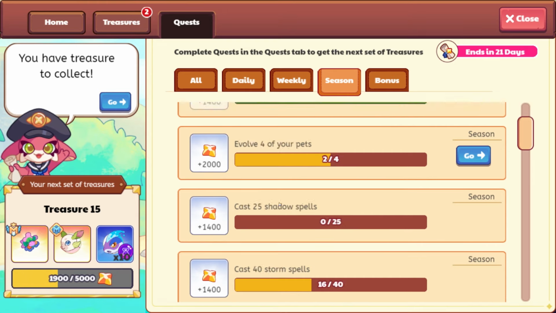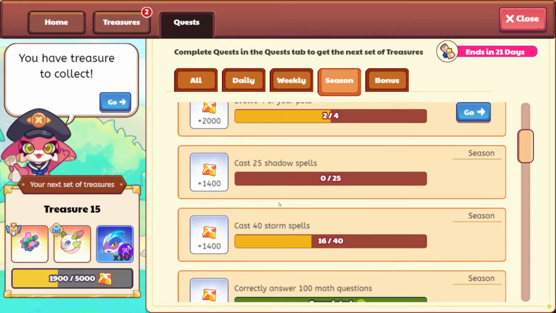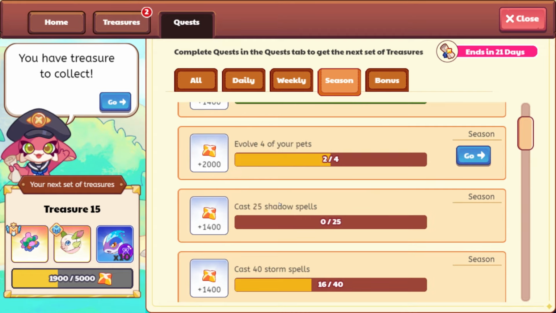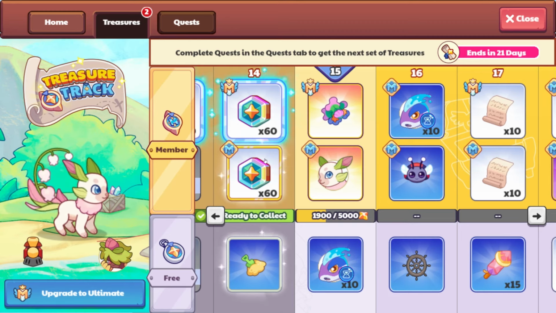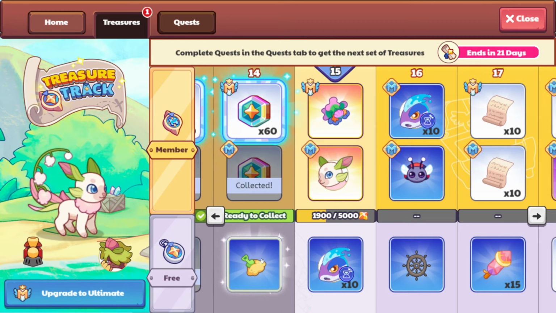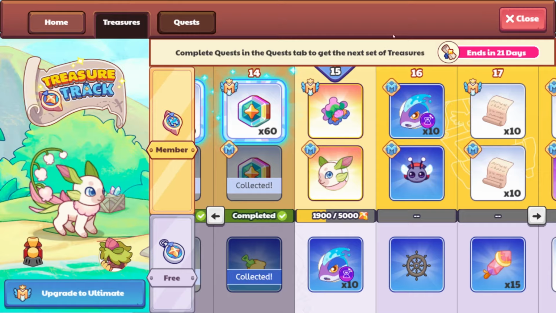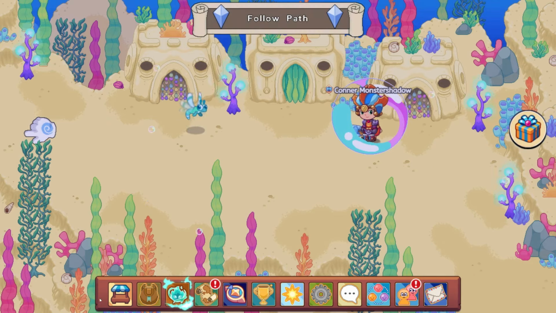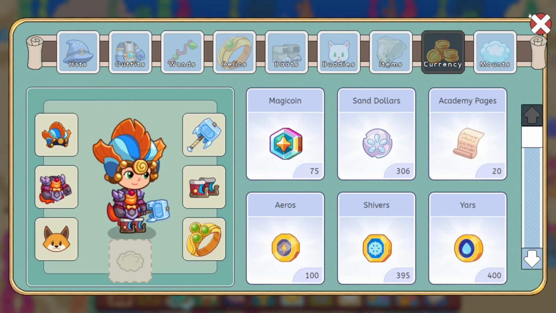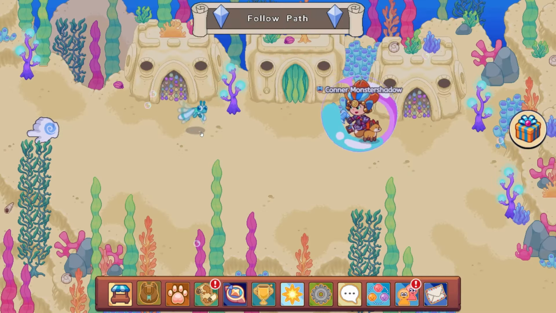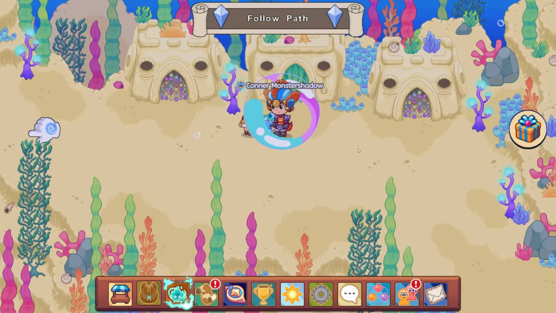That jumped up really quickly. Must have been some sort of issue with it not recognizing. So 40 more storm spells, so we have 16 left for that. We can evolve a few more pets for some more, and then let's go ahead and collect that, and collect that. And let's see how many of our wish coins we have. So 75, not wish coins, magic coins. So we'll have to see what we can do with those.